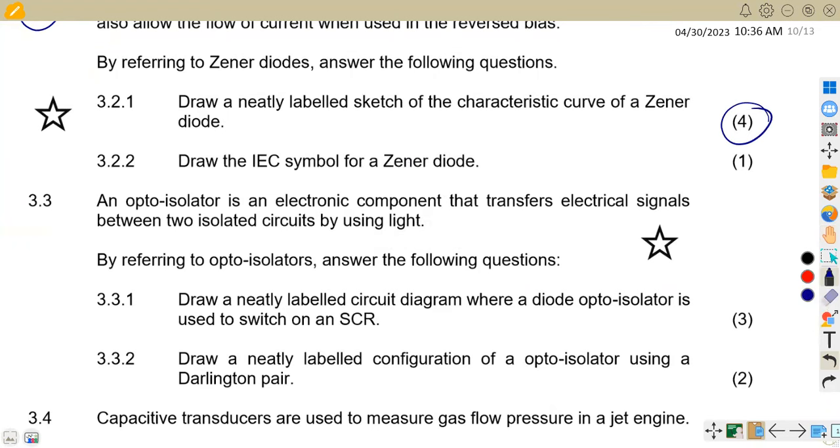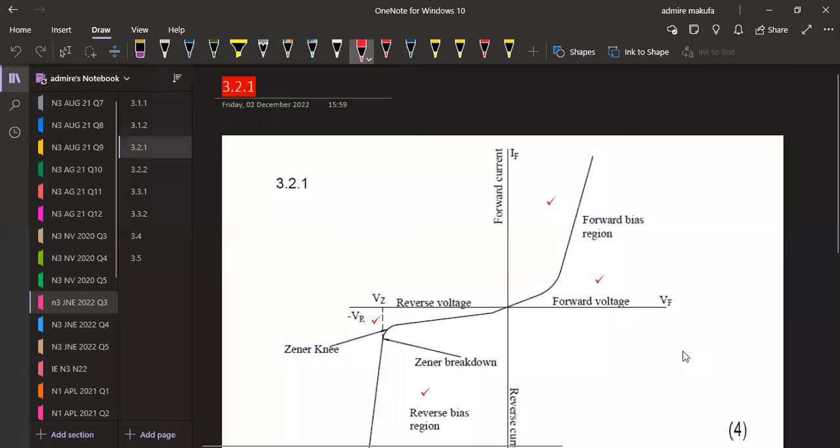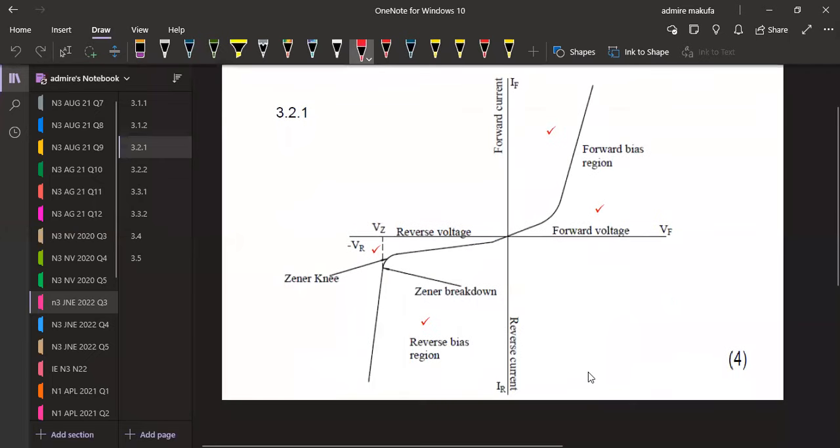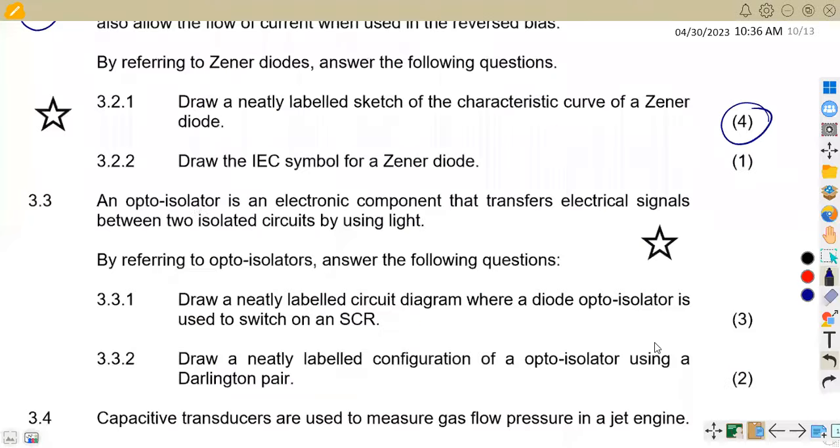All right, so here, this is what I'm having. On your characteristic curve, you are supposed to mention these, especially the Zener knee, and the Zener breakdown, the reverse voltage. So these are the voltages. Then the reverse bias region, the forward bias region, with the forward voltage, the forward current, and the reverse current. So make sure that everything is properly indicated or represented on your diagram.